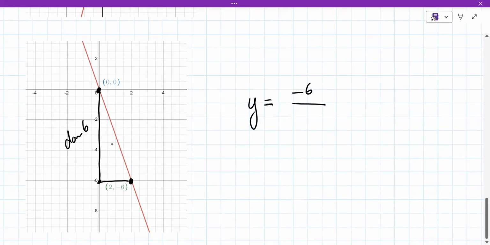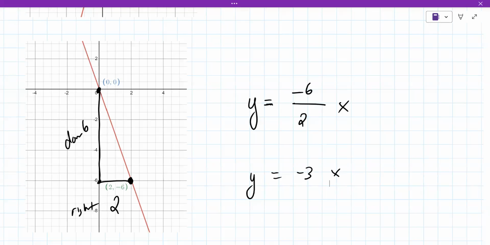How much to the right are you going? You're going 2 to the right. Right is always positive. What is -6 divided by 2? -3. Okay, so this is y equals -3x. Yeah. Okay, let's try another one.